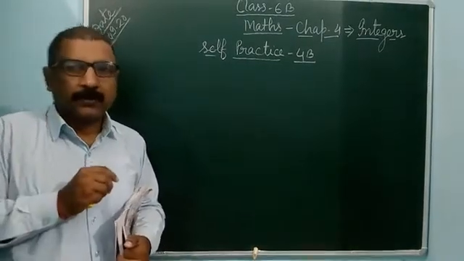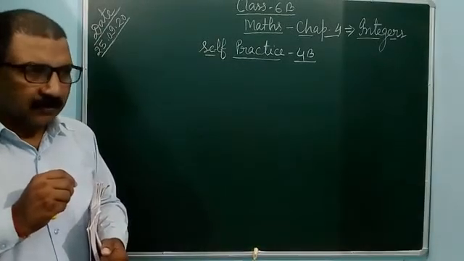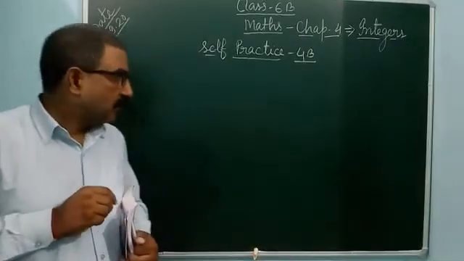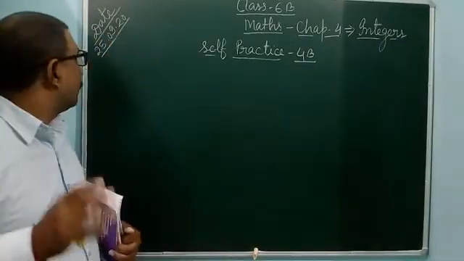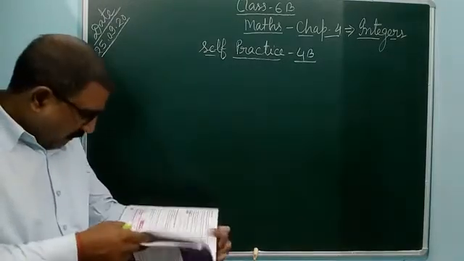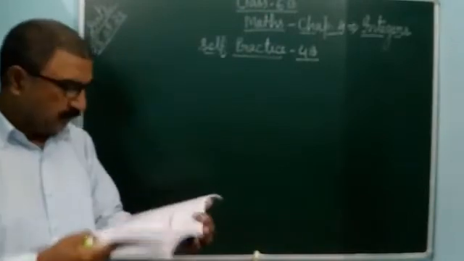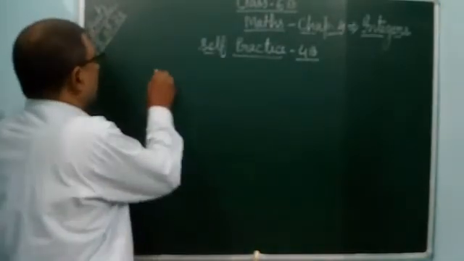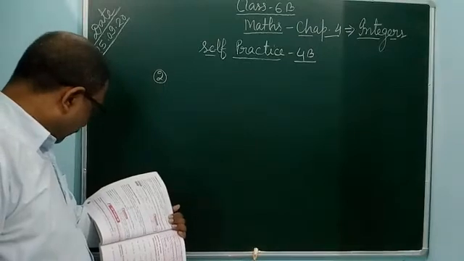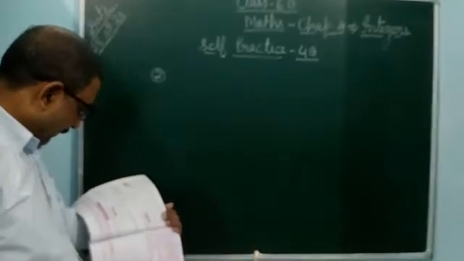I hope you have completed the first question and tried the other questions, but you should always try the other questions. Today I am going to explain Self Practice 4b, question number 2. Which integer in each of the following pairs is smaller? Take the correct answer.